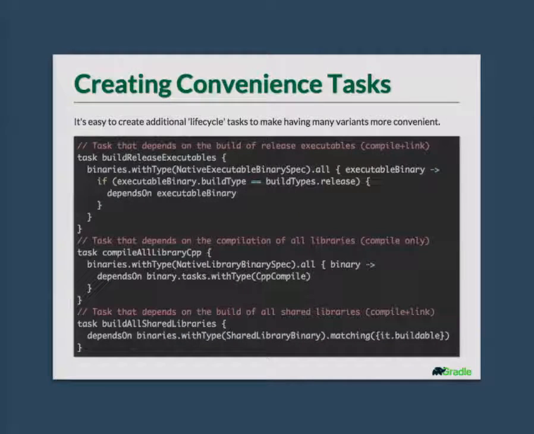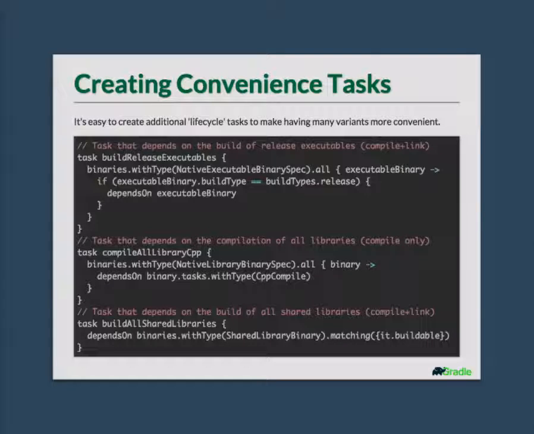We can also create convenience tasks. Here are some examples of different convenience tasks that we can create. We can say we want to have a task that will build all the release executables. So we select the binaries that are executable and of build type release, and have a task that depends on that. We can also have one that depends on the compile and linking steps of the executable.